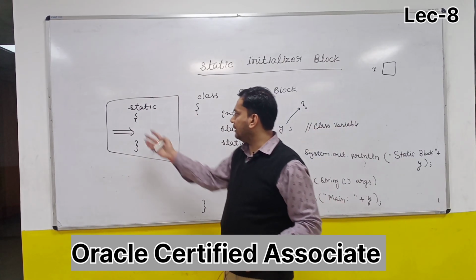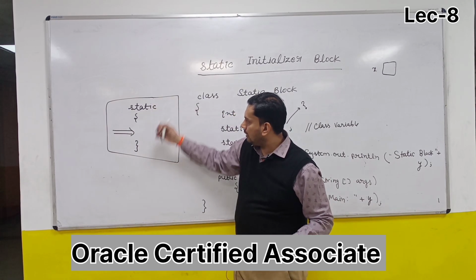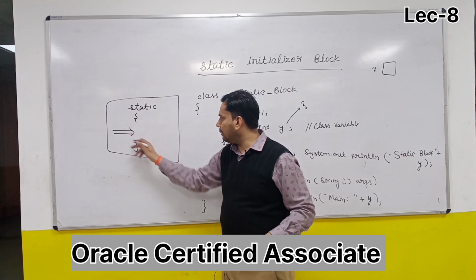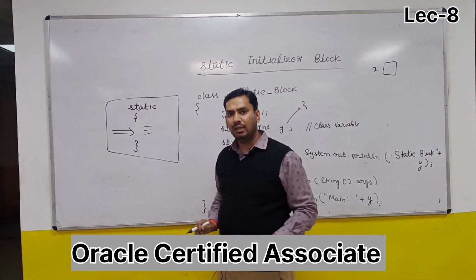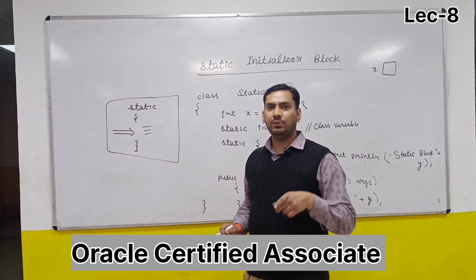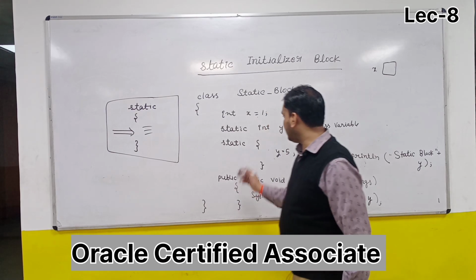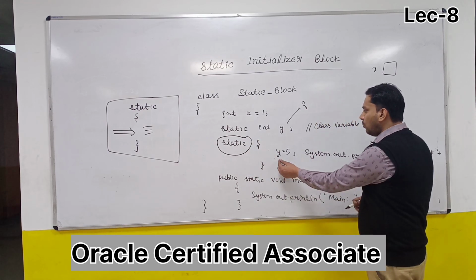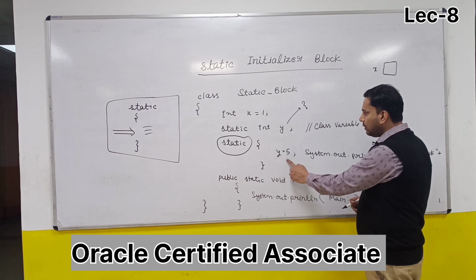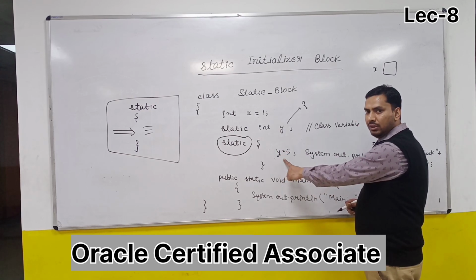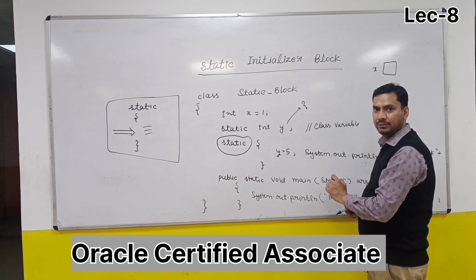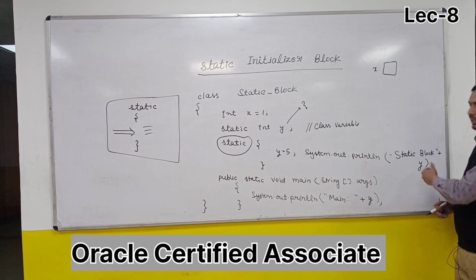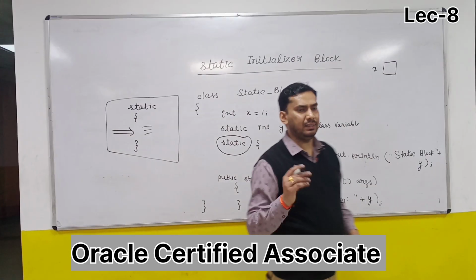The syntax of the static initializer block is very easy. You have to write the static keyword and then the body. Whatever you write inside this static initializer block will be executed even before the main function, right? So in this block I am writing y = 5. So y will be assigned a value for the very first time as 5. And then I am printing "static block" and the value of y, that is 5.